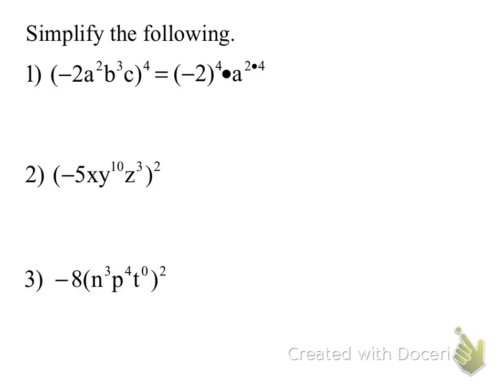So we're taking negative 2 to the 4th power. Remember, a squared, I also have to multiply it by the 4th power. B cubed, I also have to multiply it by the 4th power. And C is strictly to the 4th power. And that should simplify to negative 2 to the 4th power: 2 times 2 is 4, times 2 is 8, 16. Positive 16, because negative to the 4th power is going to be positive. A to the 8th, B to the 12th, C to the 4th. You guys finish up 2 and 3.